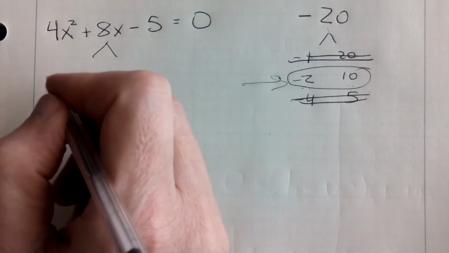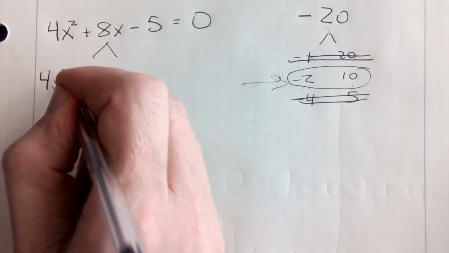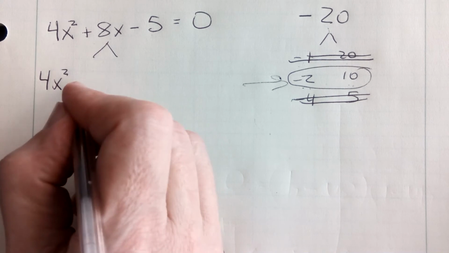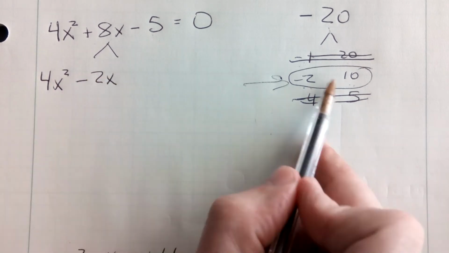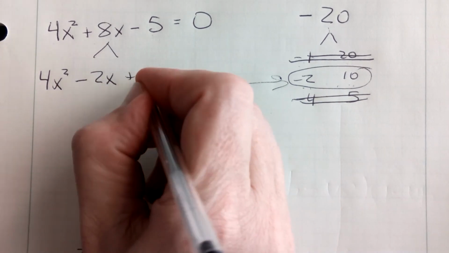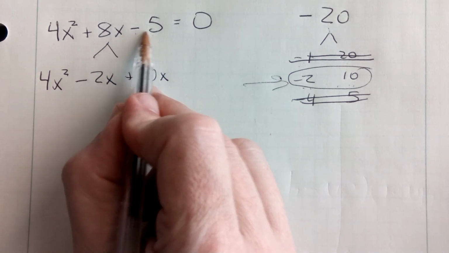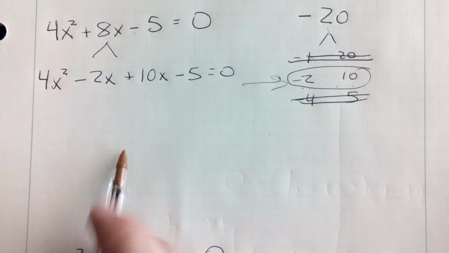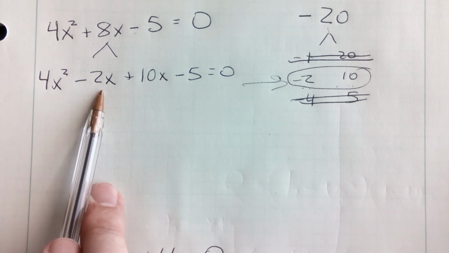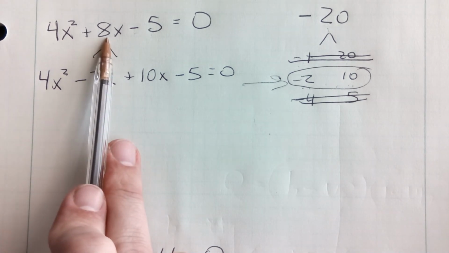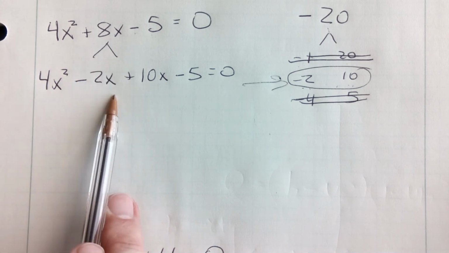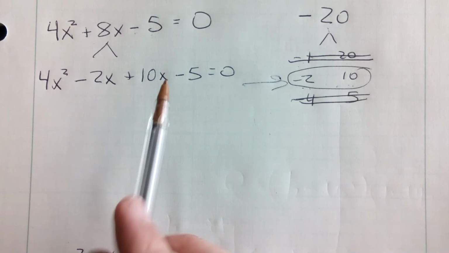So what I do is I write the 4x squared. I'm not doing anything to that first term. But the 8x, I'm going to break into a minus 2x and then a plus 10x, and then I write my third term, which is now a fourth term, by the way, equals 0. So I hope you realize all I've done is break this 8x into two terms that, when I add them together, would give me 8x. But I'm not going to add them together. Now I'm going to factor by grouping.